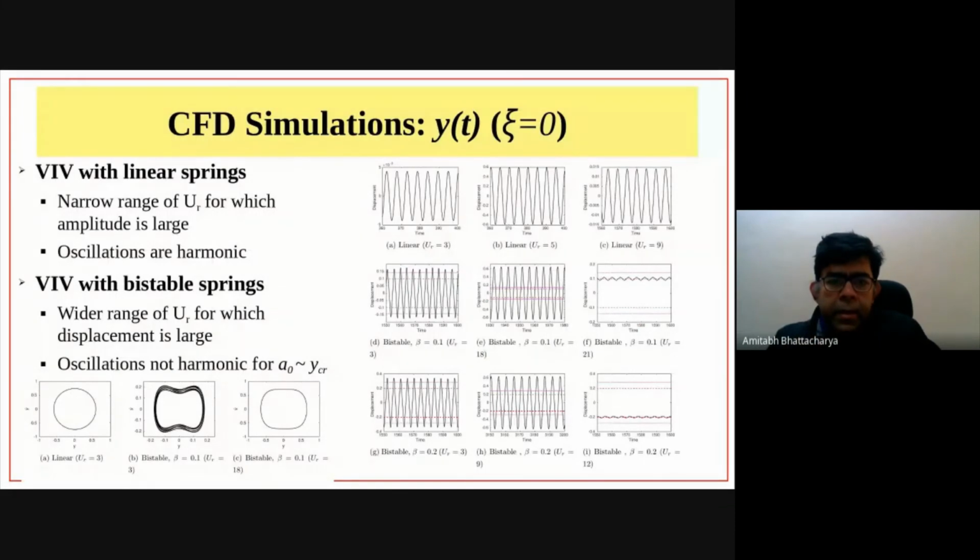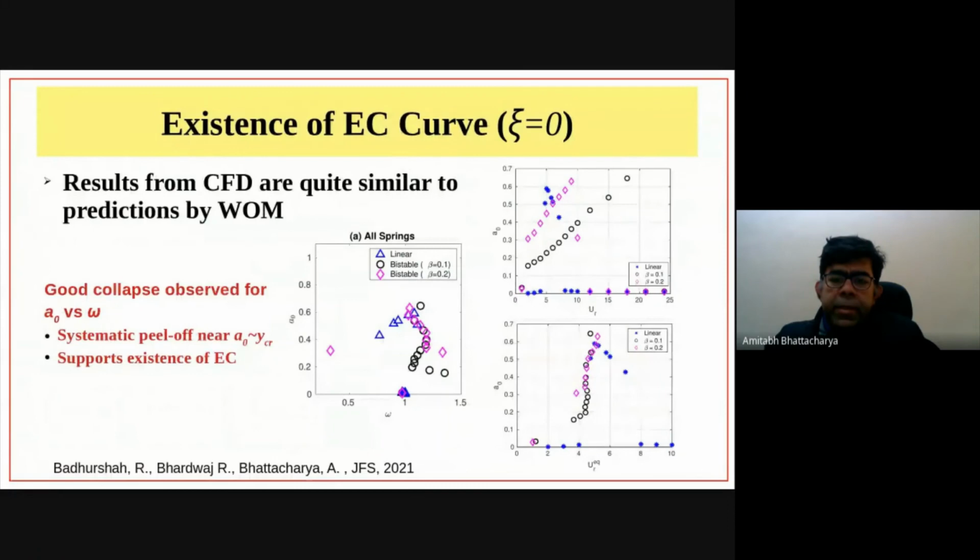We did lots of CFD simulations with this. The bottom line is that even with fully resolved CFD simulations, we did see a nice collapse of data points on this A0 versus omega type of curve. And when you plot A0 versus the reduced velocity, you see a larger and larger lock-in range when your value of beta goes down. So here you can see that when beta goes to 0.1, your lock-in range is higher in UR. Over UR, your lock-in range goes from about 3 to 20.